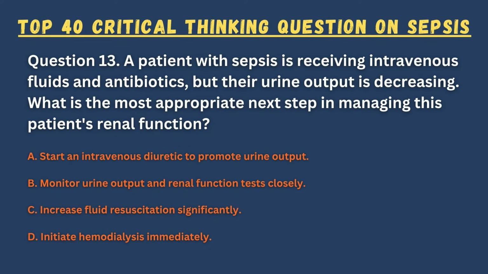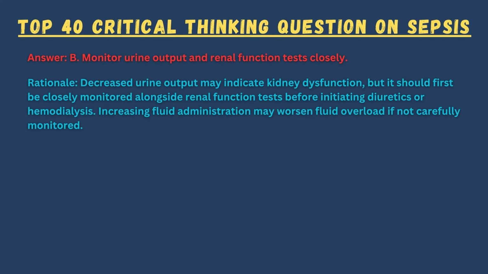Question 13. A patient with sepsis is receiving intravenous fluids and antibiotics, but their urine output is decreasing. What is the most appropriate next step in managing this patient's renal function? A. Start an intravenous diuretic to promote urine output. B. Monitor urine output and renal function tests closely. C. Increase fluid resuscitation significantly. D. Initiate hemodialysis immediately.